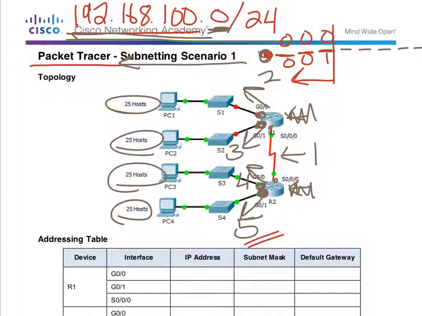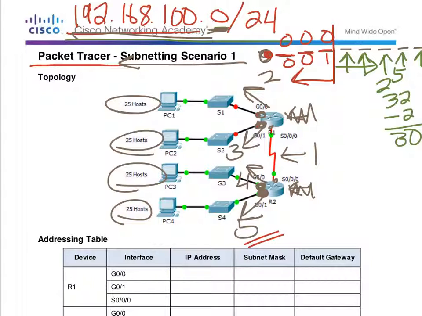Now, let's take a look. We have to decide, is this going to be enough hosts? So we've got 1, 2, 3, 4, 5 bits, okay, that we can use to make all the hosts. 5 bits. 2 to the 5th is 32 minus 2, one for the network and one for the broadcast, so we have 30. So that's going to work. We'll have 30 addresses for each of the networks.